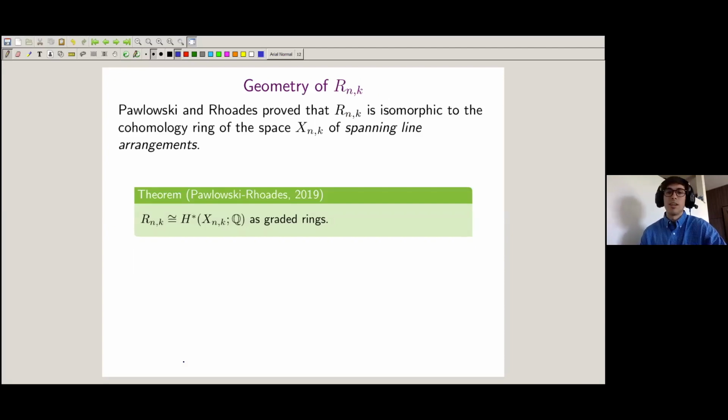And it also has a geometric interpretation given by Pawlowski and Rhoades. So they proved that R_{n,k} is isomorphic to a certain cohomology ring, the cohomology ring of the space of spanning line arrangements. That was in 2019, so as graded rings. And there's also a symmetric group action, basically permuting the lines in the arrangement, and that gives you the symmetric group action on the ring itself.